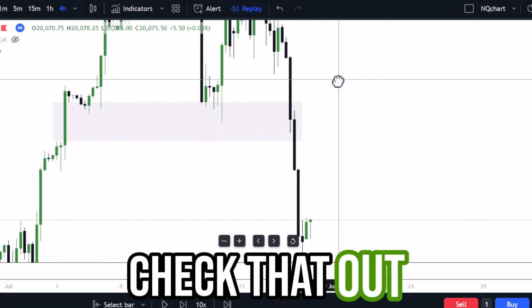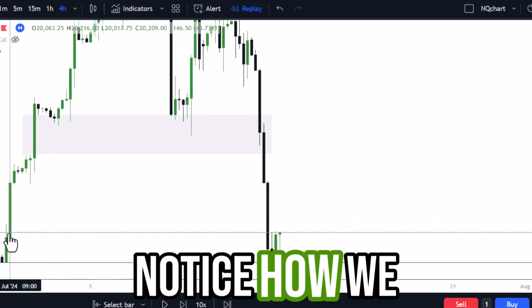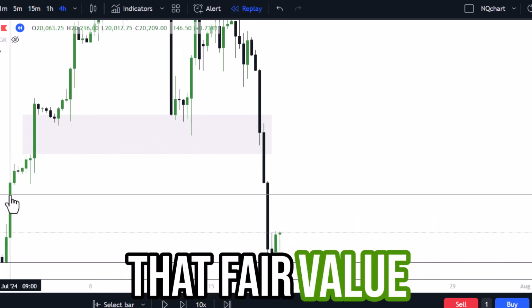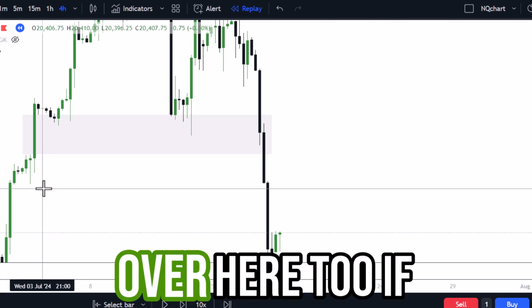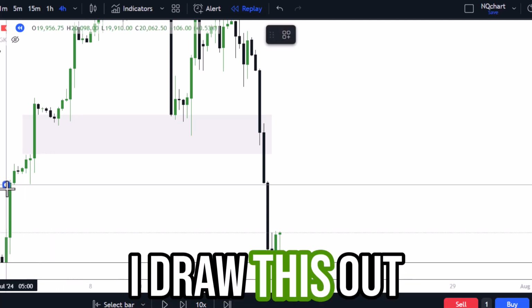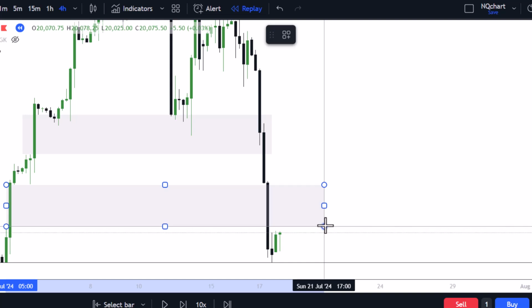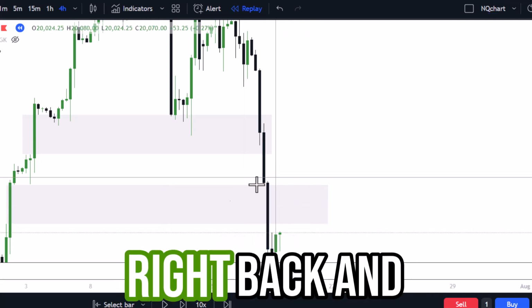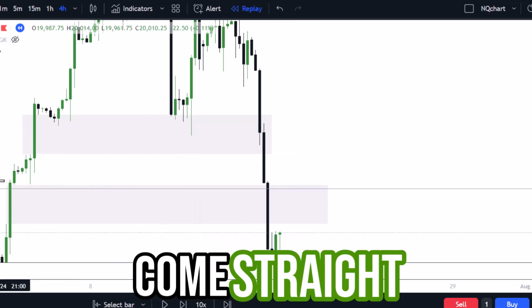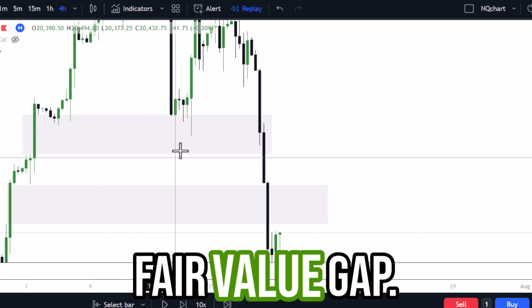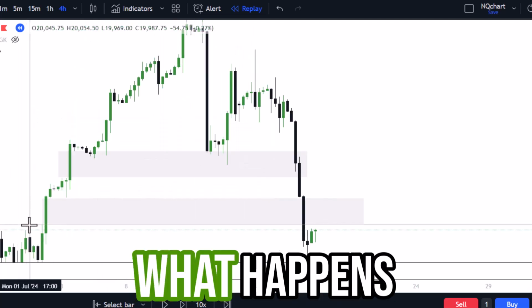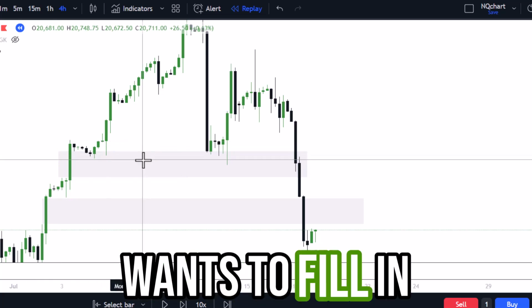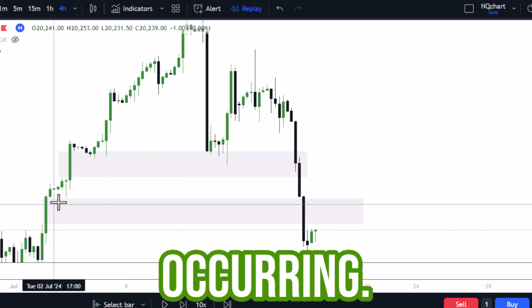Check that out. Notice how we go through that fair value gap, but even this second one over here too, if I draw this out, look at that. We come right back and like a magnet, come straight back to this fair value gap. Beautiful example of what happens when price wants to fill in these imbalances that are occurring.